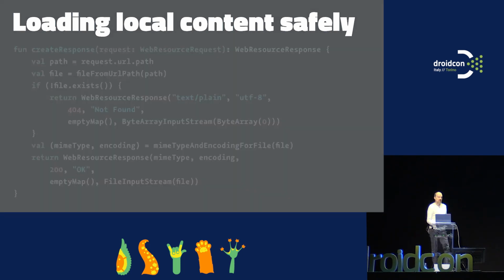and the createResponse method would look something like this. We get the resource request, and we return a WebResourceResponse. We extract the path from the URL in this request. We figure out which file that maps to on the local file system. And if it doesn't exist, we return a 404 response, so the WebView understands that this is not really a real thing. If the file exists, we continue to figure out the MIME type and the encoding of this file. And then we return the real response.